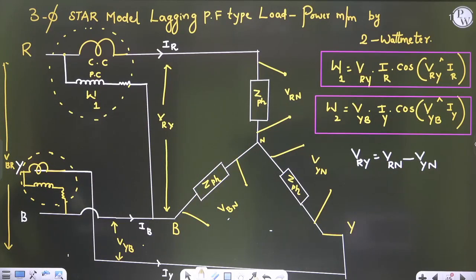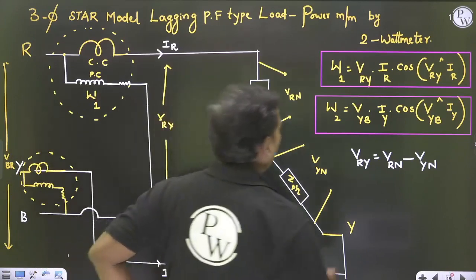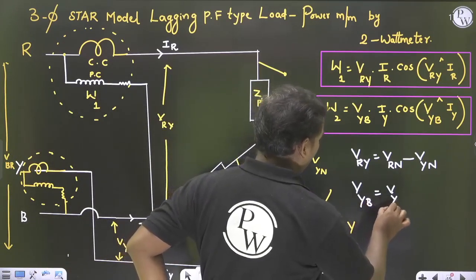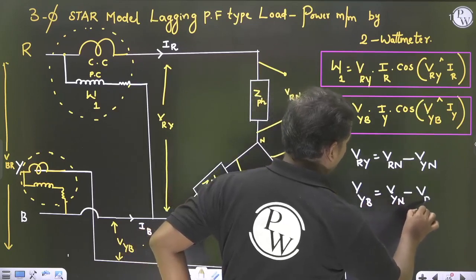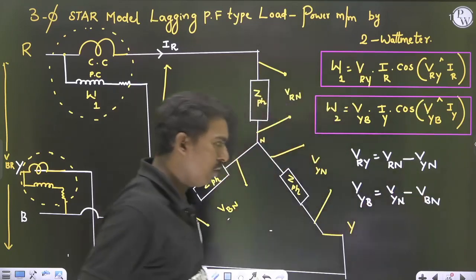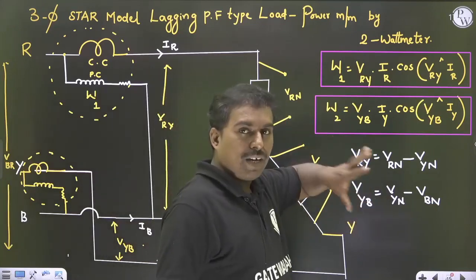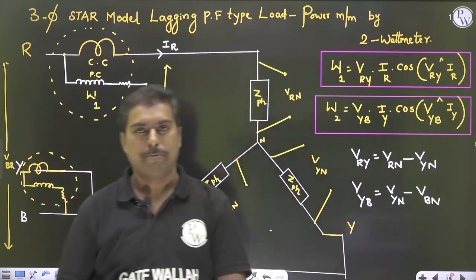VRN can be written as VRN minus VYN. Perfect. Similarly, VYB can be written as VYN minus VBN, because we have to get these things. So for that, I will go for a phasor diagram.